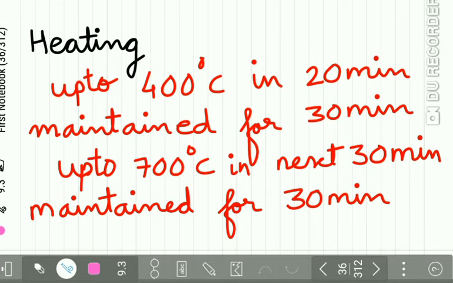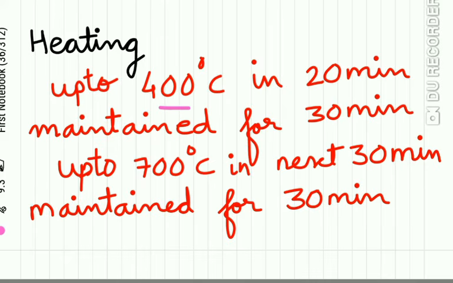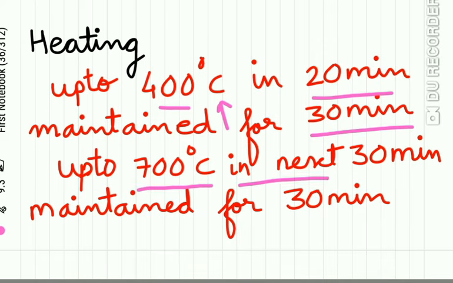It is done gradually by heating the mold up to 400 degrees Celsius in 20 minutes, and then it is maintained at this 400 degrees Celsius for the next 30 minutes. After that, the mold is heated further up to 700 degrees Celsius in the next 30 minutes, and then it is maintained at this 700 degrees Celsius for the next 30 minutes.